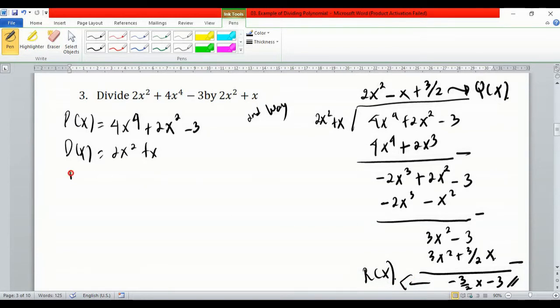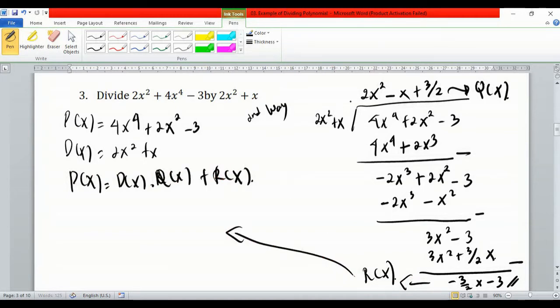So you can write it to be px equal to dx times the equation x plus rx. You can put each value here. Okay. So everyone, I hope you understand. So now let's jump to the another slide.